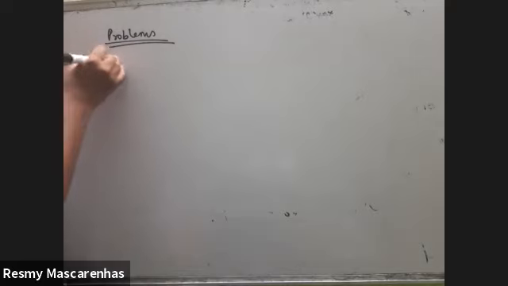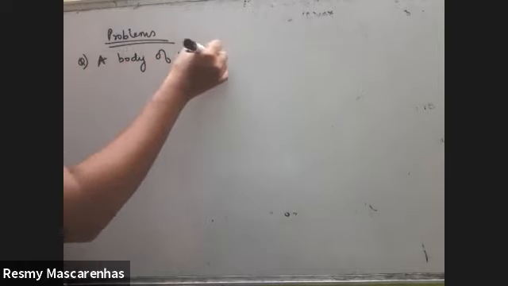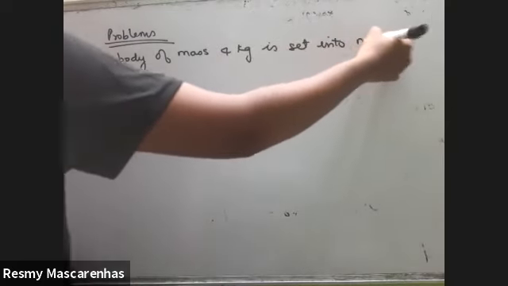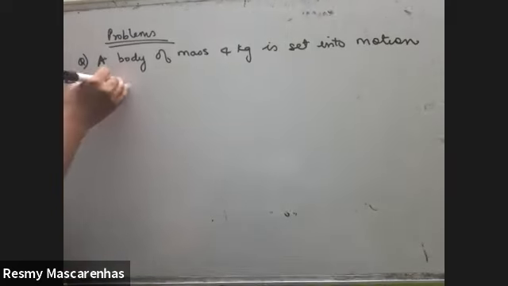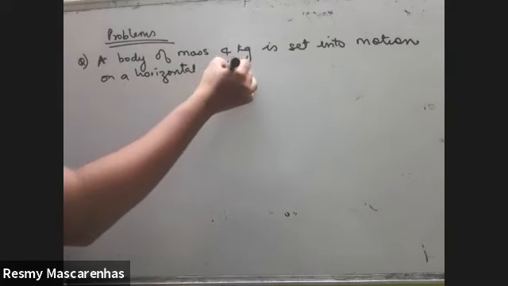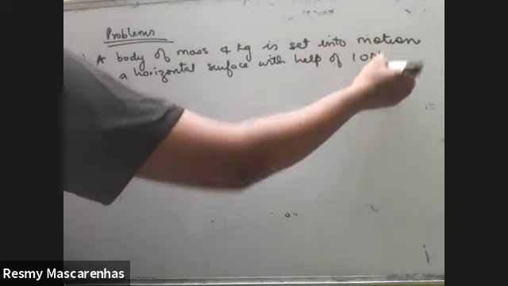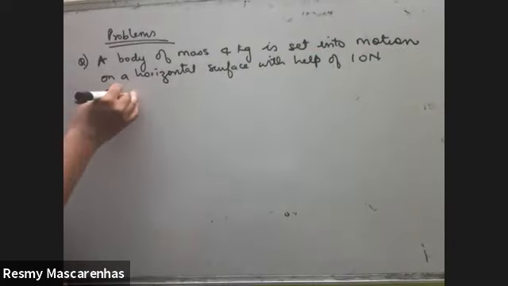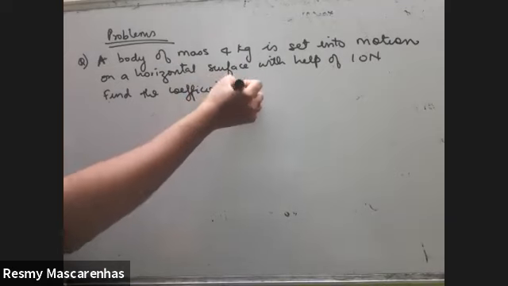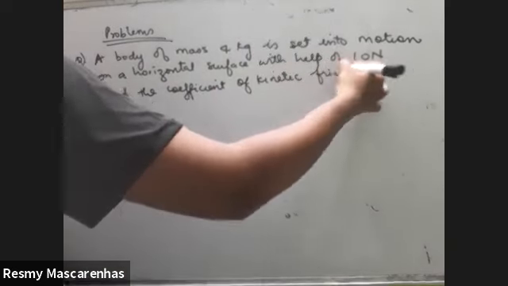The first question: a body of mass 4 kg is set into motion on a horizontal surface with the help of 10 Newton. Find the coefficient of kinetic friction between the two surfaces.